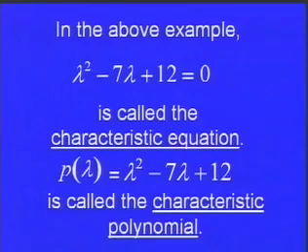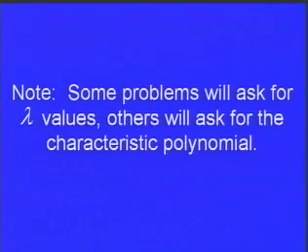The reason I've shown you the characteristic equation and the characteristic polynomial is because often problems will ask you not just for lambda values, but for the characteristic polynomial. So instead of asking for lambda, which was 3 and 4 in the previous example, they might have asked you to find the characteristic polynomial, or maybe both: lambda and the characteristic polynomial.